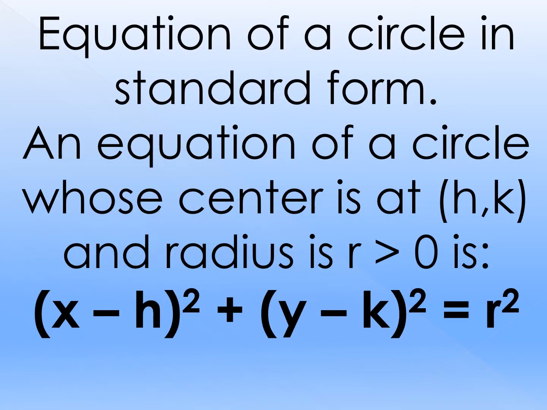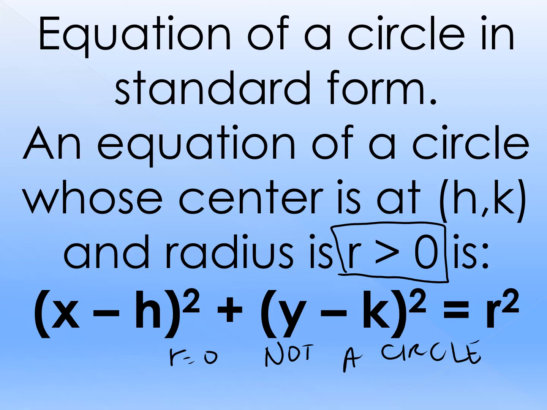The equation of a circle in standard form can be written as the quantity x minus h squared plus the quantity y minus k squared equals r squared, where h and k is what we call the center of the circle. Just take note of this one: r is greater than 0. It implies that if r is equal to 0, it is not a circle. Or if r is equal to a negative value, therefore it is also not a circle. Because if r is equal to 0, we can form a point.